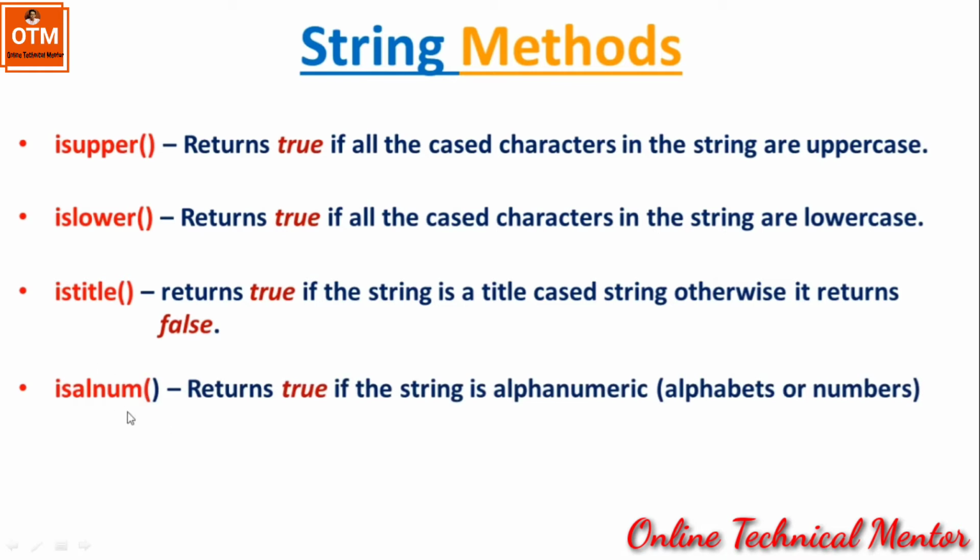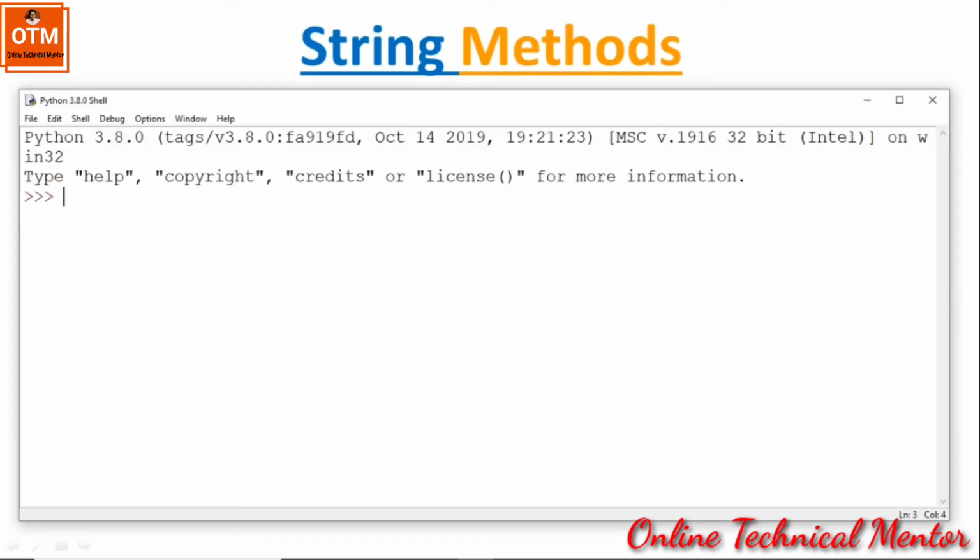Let's move to the next function, that is isalnum. Alnum is the short form of alphanumeric. So this function returns true if the string is alphanumeric. That means the string contains alphabets or numbers, or it may contain both. Let me initialize this s as, say, "ABCD1234". So this is an alphanumeric string because it contains alphabets as well as numbers. Now if I write s.isalnum(), it will return true.